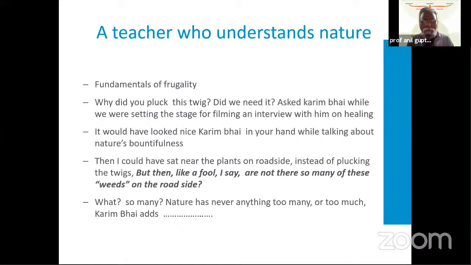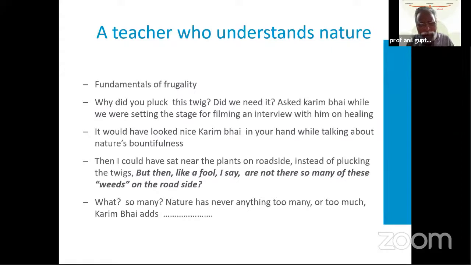And Karim Bhai became upset. And I said, Karim Bhai, kya hua? Why are you so angry? Did we need this twig? And like a fool, I said, there are so many, these were roadside plants growing profusely. And like a fool, though I'm a student of ecology, a student of biology, I should have known better, but I did not at that moment. And I said, there are so many of these on the roadside. So what if we took a small branch?